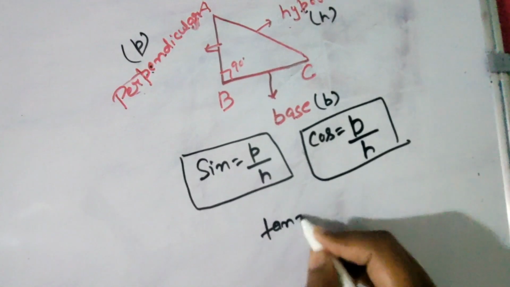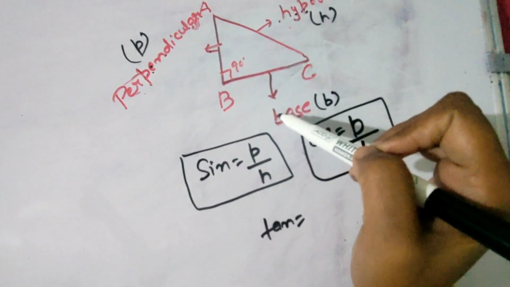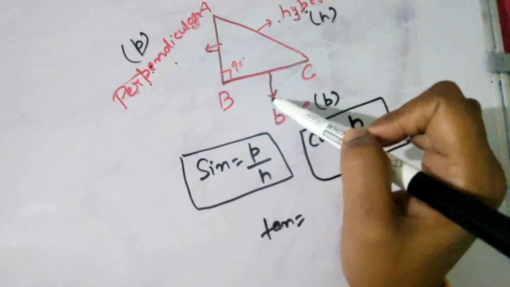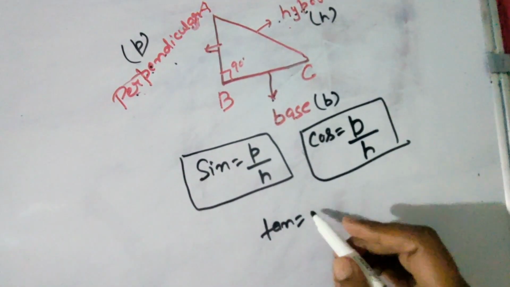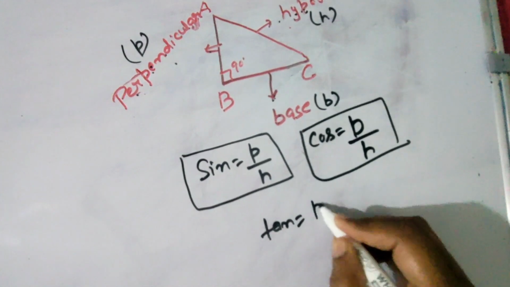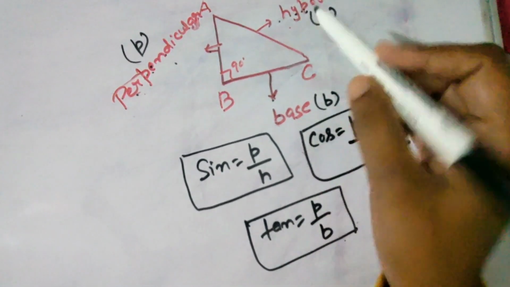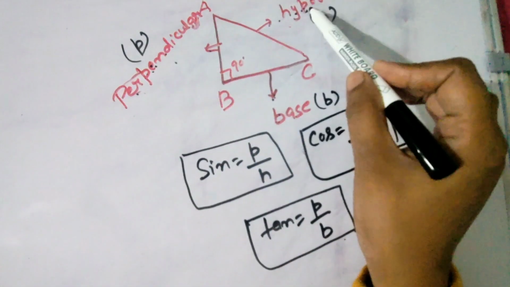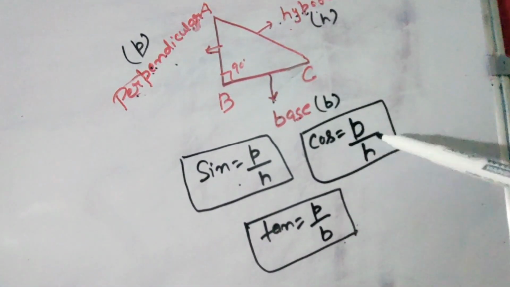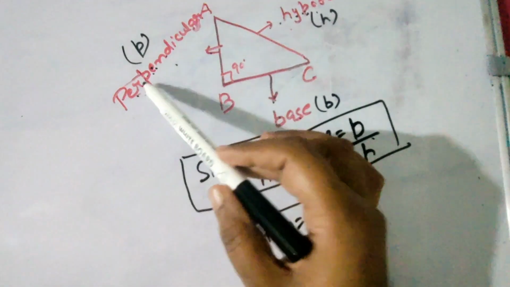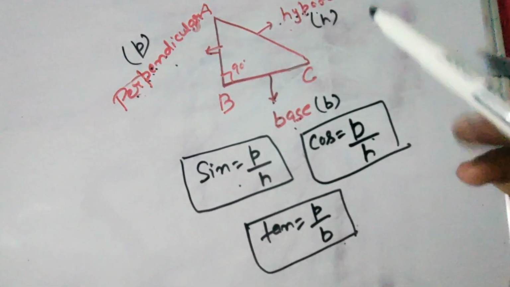What is the tan formula? First you relate these two, second you relate these two, third you relate only these two, because the relation is only between perpendicular and base. Then the tan formula is perpendicular by base. So perpendicular and hypotenuse relate to sine, hypotenuse and base relate to cos, and perpendicular and base relate to tan.